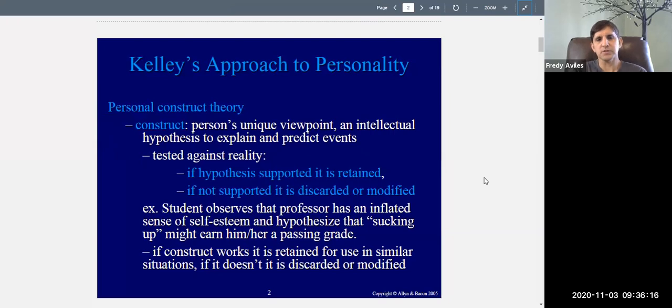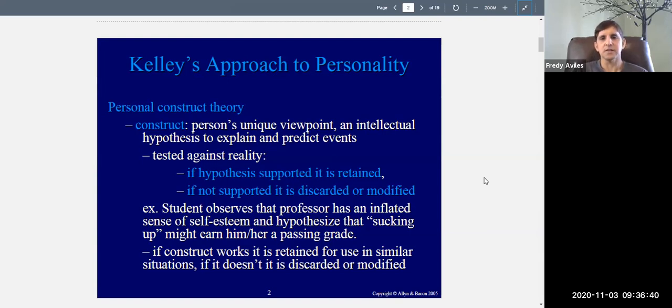Okay, Kelley's approach to personality. So for George Kelley, it's about what he called personal construct theory. That's the theory that kind of guides the way he views personality. Personal construct theory. First of all, you need to know what a construct is. You know what personal means? Personal theory, a theory that you believe in, right? But what is a construct?